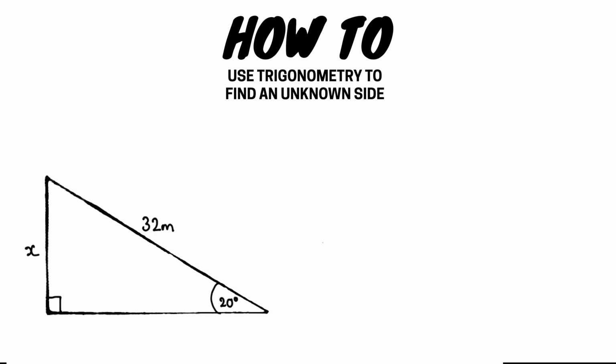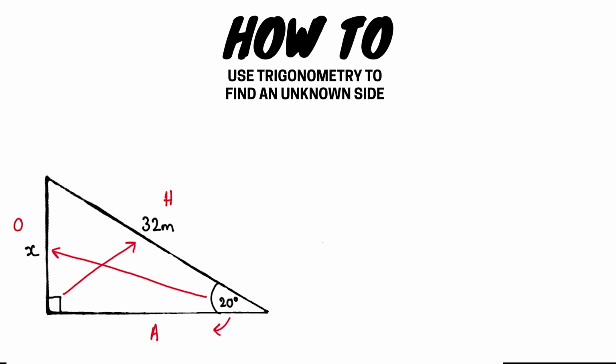When using trigonometry to find an unknown side in a right-angled triangle, our first step must be to label the sides. The longest side, or the side opposite the right angle, is called the hypotenuse. The side opposite the angle is called the opposite side, and the side next to or adjacent to the angle is called the adjacent side.